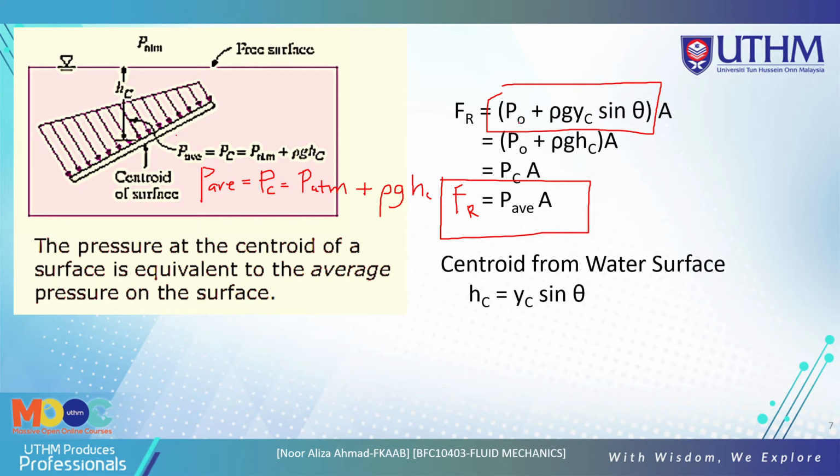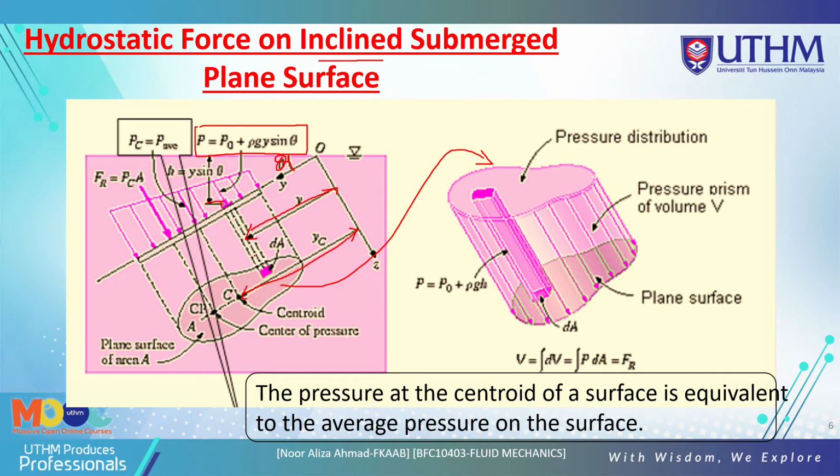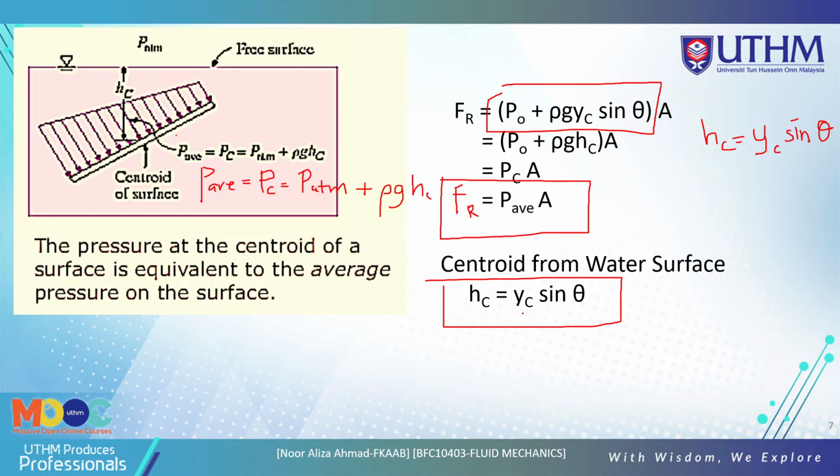So that's why rho g HC, where HC is equal to YC sine theta, times the area. The centroid from the water surface, HC, is YC times sine theta. We know that YC is measured from the water surface to the centroid, so the length to the centroid is YC.